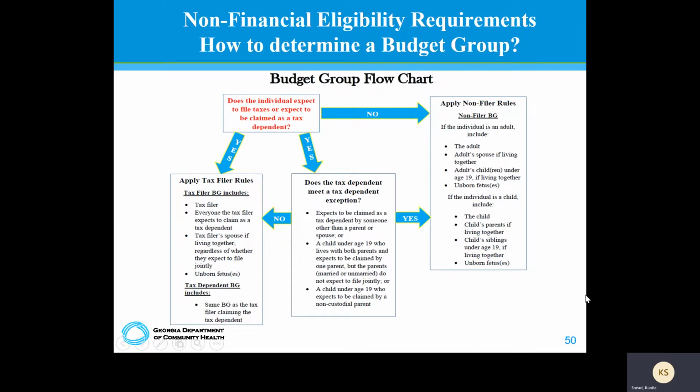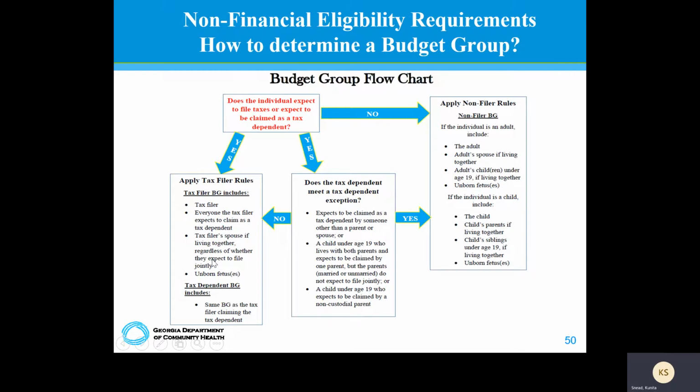So now we're going to go through the budget group flow chart. This is the question that you are going to ask each applicant that is applying. Do you expect to file taxes or be claimed as a tax dependent? If they say yes, you're going to follow this arrow right here that says yes, and it points to the box that says apply tax filer rule. So that means this household is a tax filer household, and these are the people that should be listed on that application. It's going to be, of course, that person that's filing the taxes, and everyone that person is claiming as a tax dependent should be listed on that application.